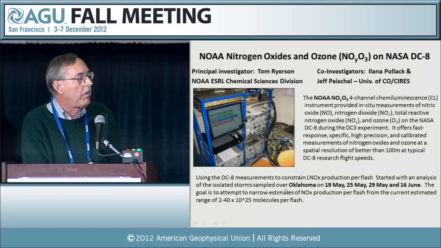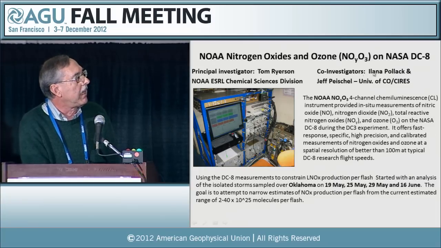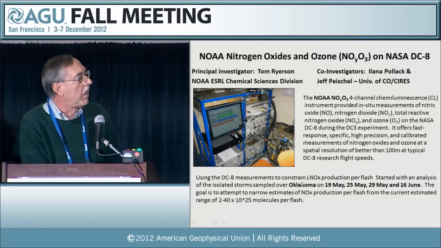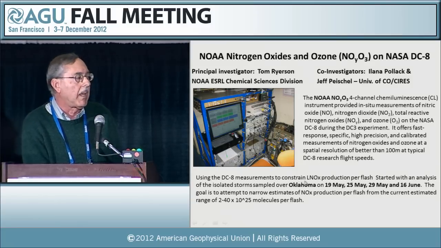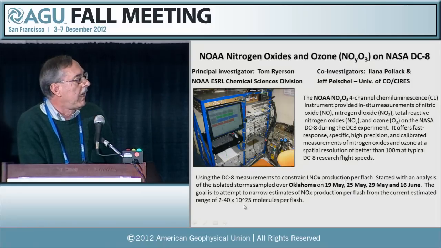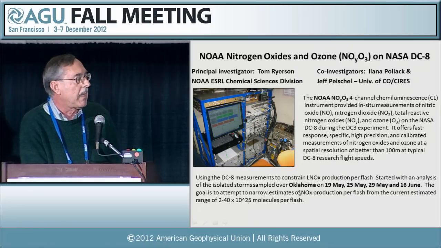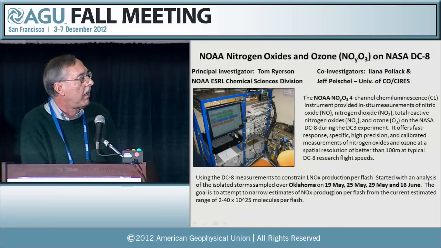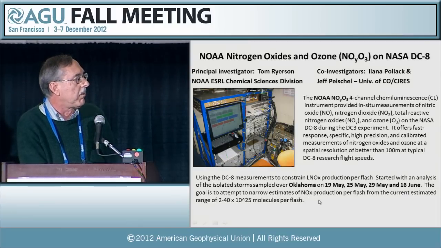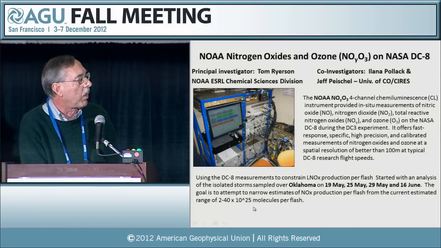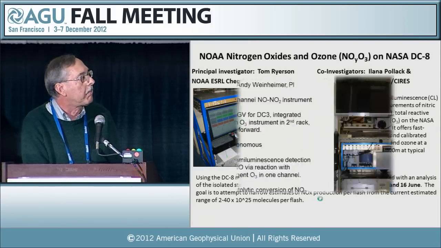And what's going to be done is that Ilana Pollack from NOAA is going to be using these data to try to constrain lightning NOx production per flash. And she has started with case studies from Oklahoma on these dates. The idea here is to try to narrow the estimates of NOx production per flash from the rather wide range that exists in the literature now.